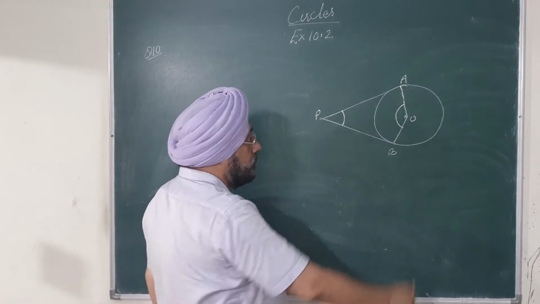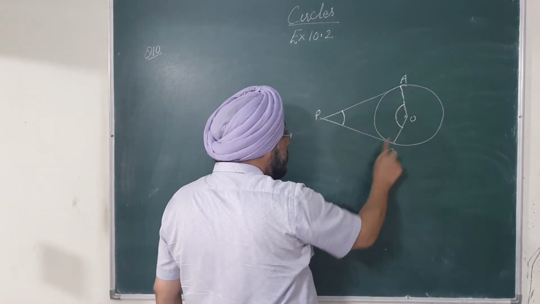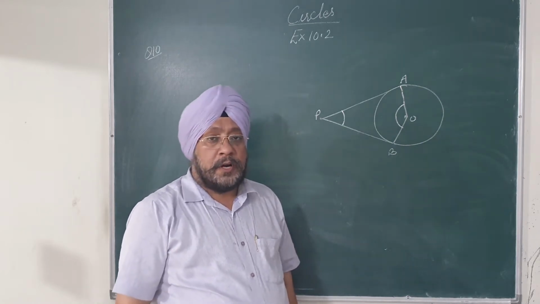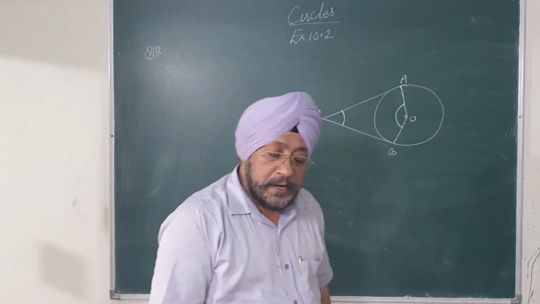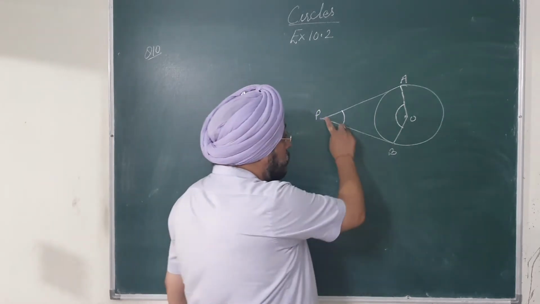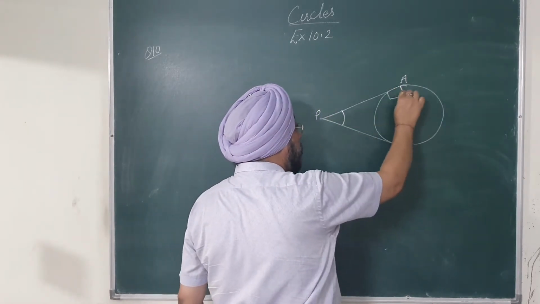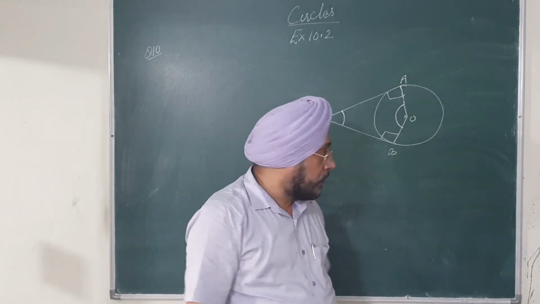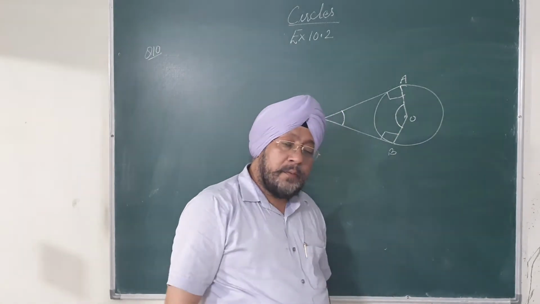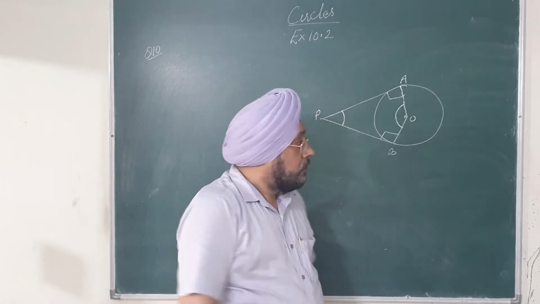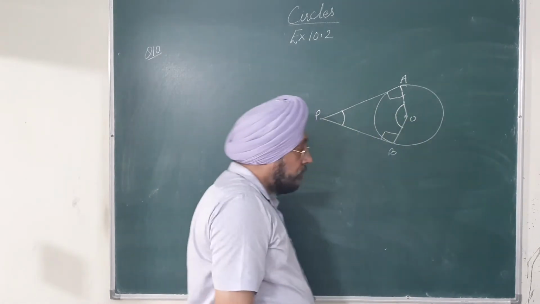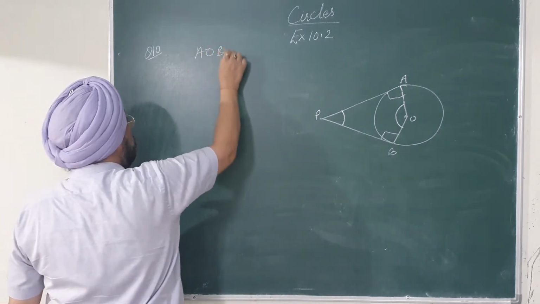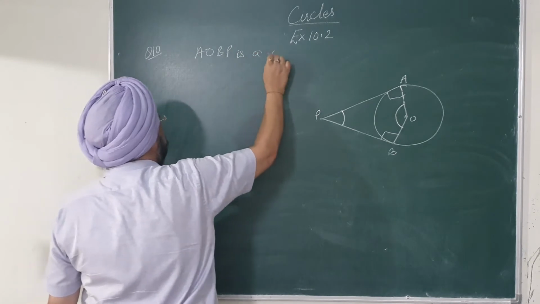So, it's a very simple question. We know that APBO is a quadrilateral and we know that the sum of the angles of a quadrilateral is equal to 360 degrees. Out of these four angles, two angles we already know according to theorem 10.1. So we are able to find the rest of the two angles. So you can say AOBP is a quadrilateral.